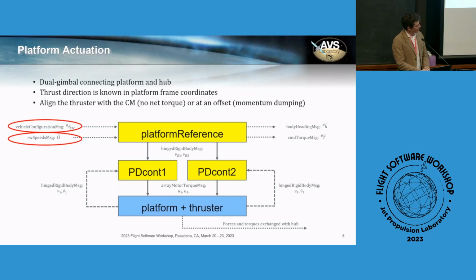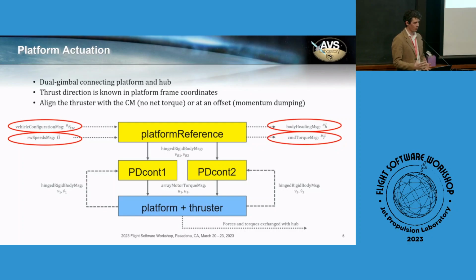The second piece of information is the reaction wheel speeds, which are needed only when we want to perform momentum dumping. And as far as information going out, we have body frame heading, which tells us the orientation of the thrust vector with respect to the spacecraft, and the torque that the thruster is producing on the whole body. So this is information in and information out.